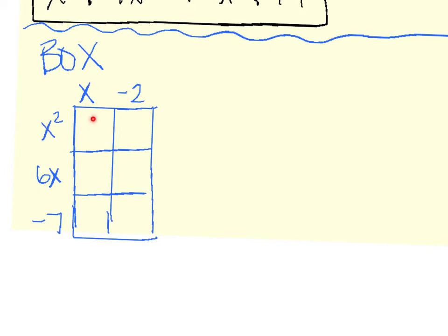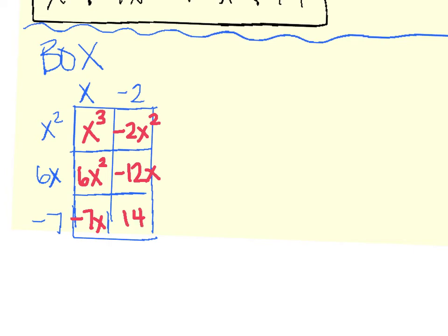So inside here we'll do the x times the x squared. Well, x times x squared is x cubed. Now over here, for this box, I have to do a negative 2 times x squared. Negative 2 times x squared is a negative 2x squared. Going down to the next row, I have a 6x times x, so it's a 6x squared. Moving to the right, 6x times negative 2 is a negative 12x. Moving down to the last row, I have a negative 7 times x, so negative 7x. And then the next box, negative 7 times negative 2 is 14.